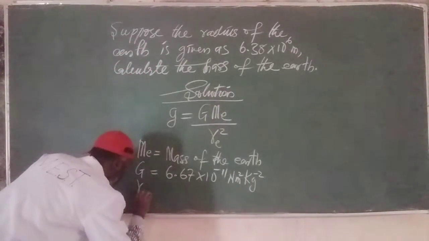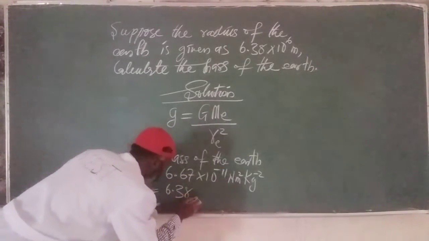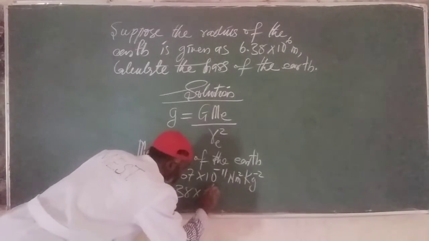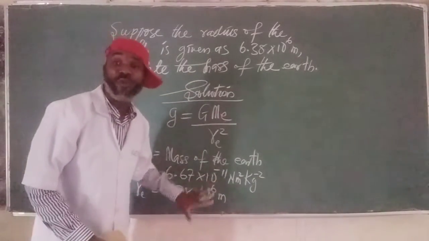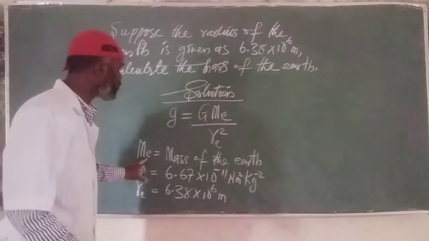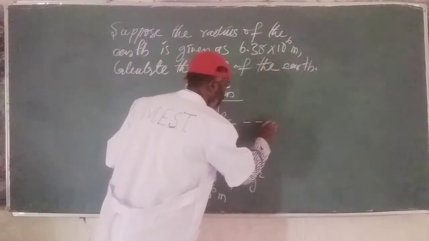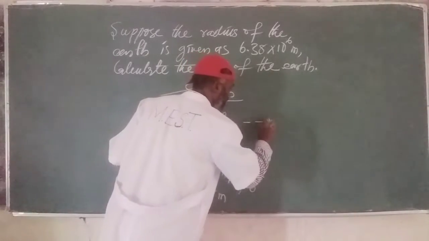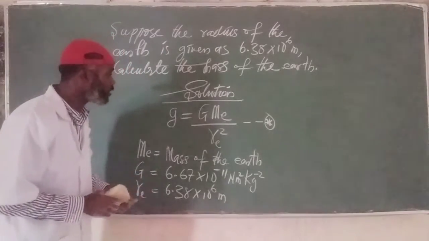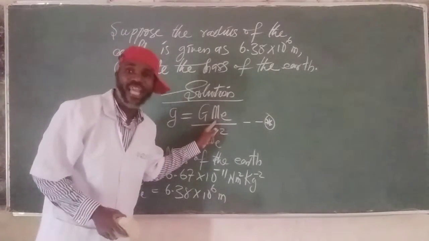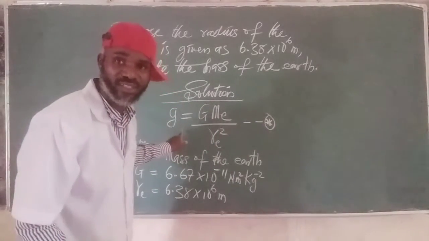That means our RE is given as 6.38 times 10 raised to the power 6 meters. So with this information, we cannot find the mass of the earth using this equation as it is. So what do we do? We make ME the subject of this.